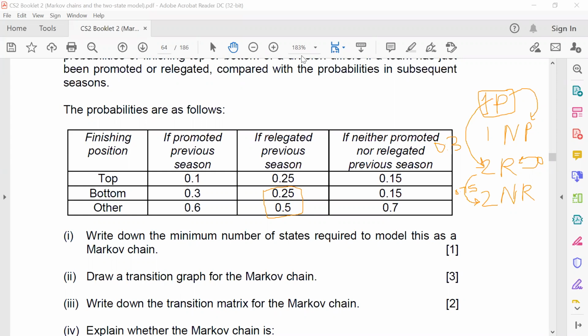Sorry guys. Okay, so let us try to continue. I'm going to ignore this for now because I am confused. Maybe we can try to see what's happening here. If relegated in the previous season, that means we are starting at 2R. This is simple, right? If I was relegated in the previous season, I know for sure that I wasn't promoted in the previous season. So there's only one possibility, which is from 2R to 1NP.